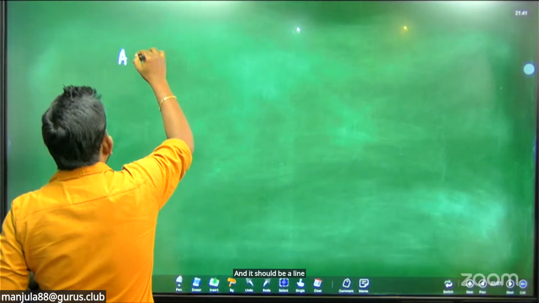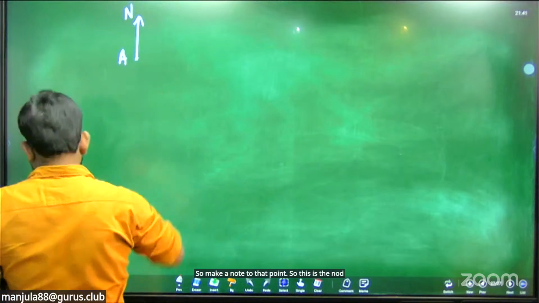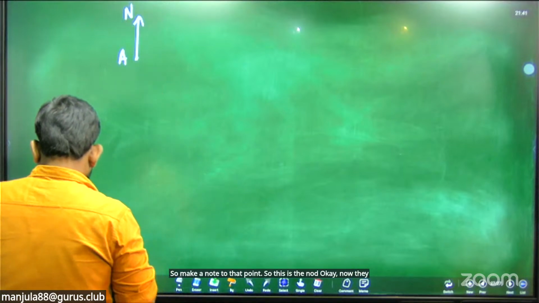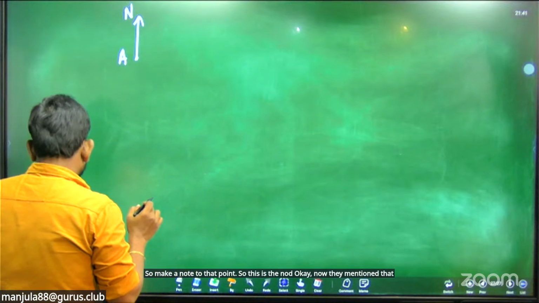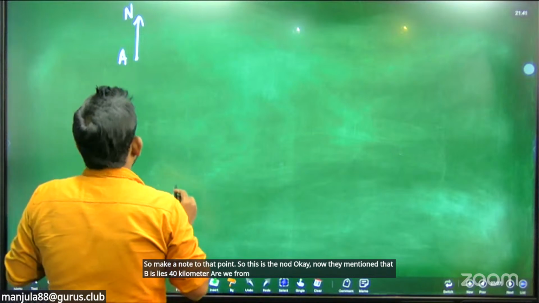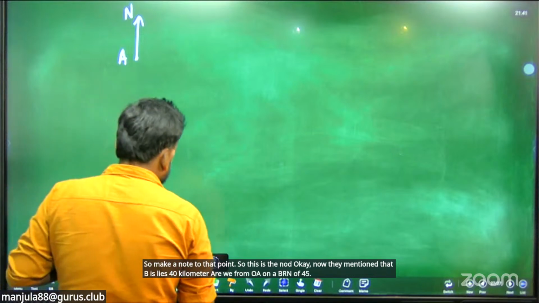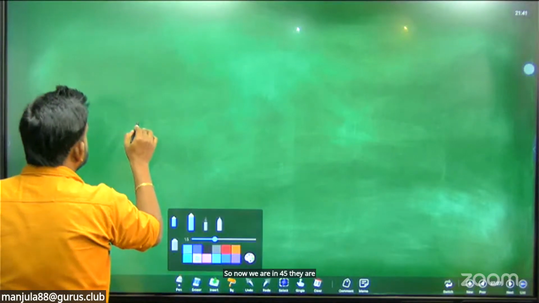So make a north to that point. So this is the north. Okay. Now they mentioned that B lies 40 kilometers away from OA on a bearing of 45. So now a bearing of 45, they are, right, somewhere here, A.